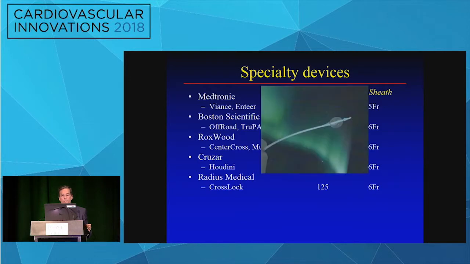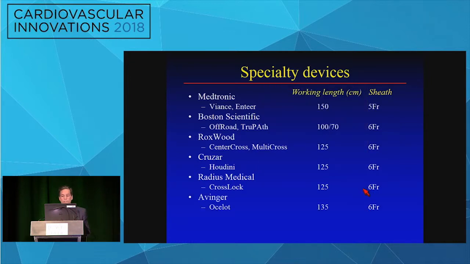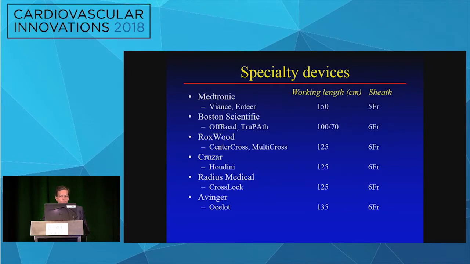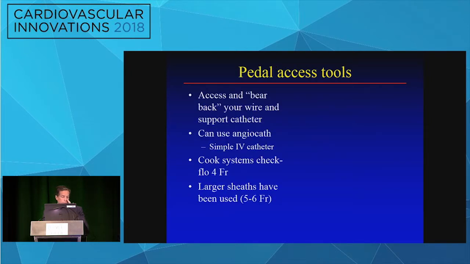And then the Crosslock, which is from Radius Medical, 125 centimeter working length and 6 French sheath compatible. Again, something that will allow you to maintain a luminal position as you try to go forward. And then the Avenger device, the Ocelot device using OCT technology, tries to maintain an intimal medial position rather than towards the adventitia. Pedal access tools, a whole bunch of various devices which can get you into a lumen distally.